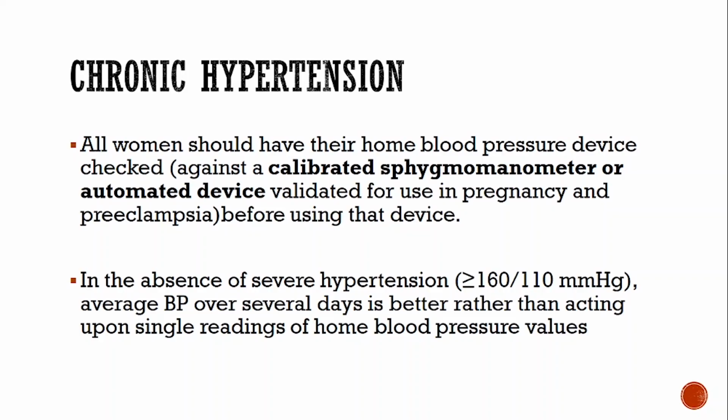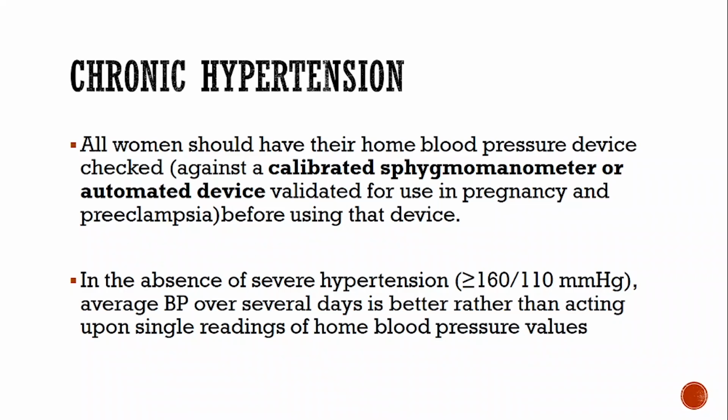All women should have their home blood pressure devices checked against a calibrated sphygmomanometer automated device, validated for use in pregnancy and pre-eclampsia, before using this device at all. So it's not enough to just go and pick up a sphygmomanometer and start using. This must be calibrated against a particular standard measuring device before being used, so that one can actually say this is either high or low.